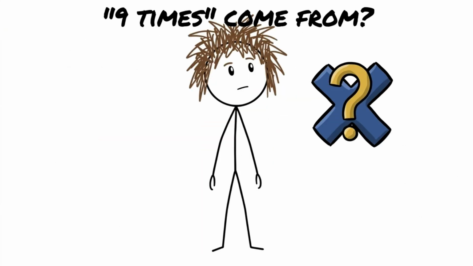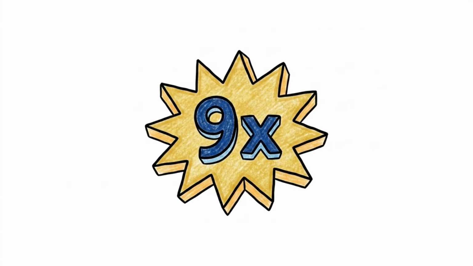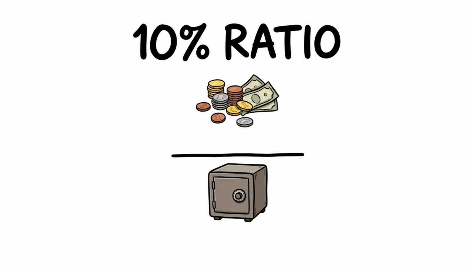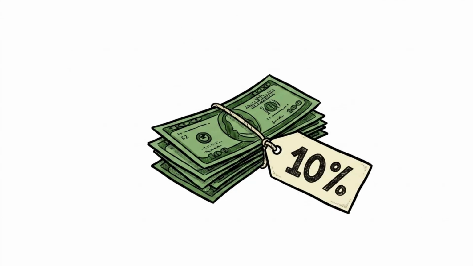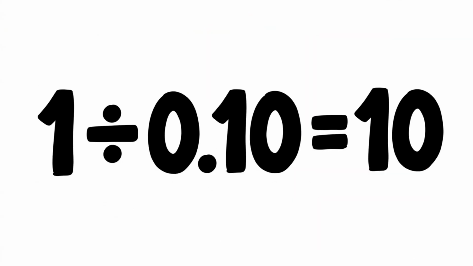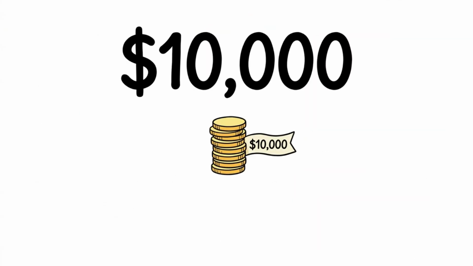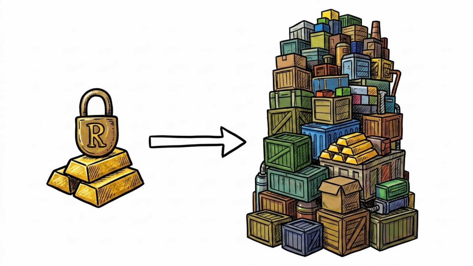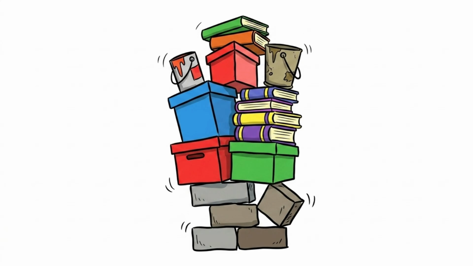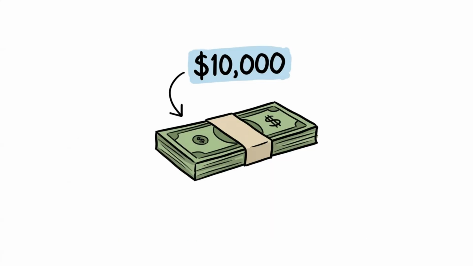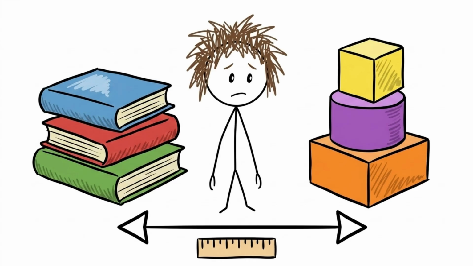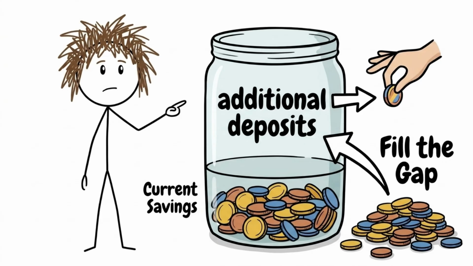So where did the 9 times come from? The 9 times idea is essentially a simplified mathematical illustration based on a 10% reserve ratio. If a bank had to keep 10% in reserves, the textbook deposit multiplier would be 1 divided by 0.10 equals 10. So an initial $10,000 reserve could theoretically support up to $100,000 of deposits under extremely simplified assumptions. The difference between the original $10,000 and the theoretical $100,000 is sometimes described as roughly 9 times additional deposits.